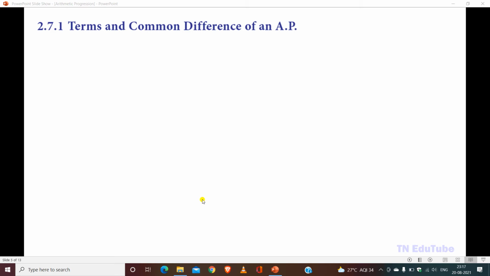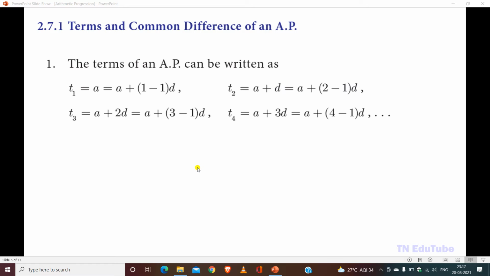Now we can study the terms and the common difference of an AP. Terms we can denote as T1, T2, T3. Each member of the arithmetic progression is called a term. The first term, second term, third term and fourth term. So the first term is A. We can write it as A plus 1 minus 1 into D, because the first term is A only.